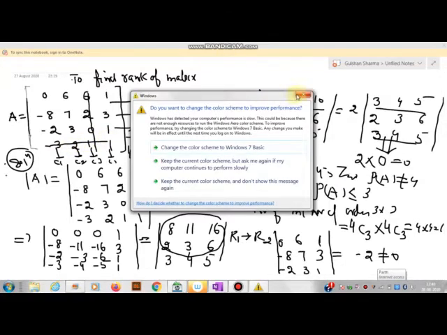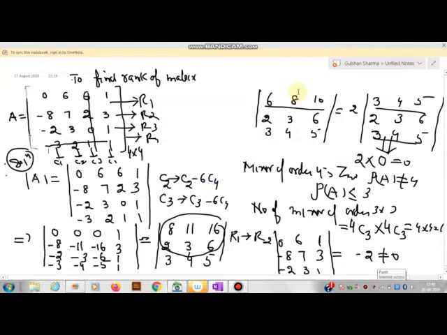I will fix row R4 and then I will eliminate first column, then second column, then third column, then fourth column. Then I can calculate for first column I will get one determinant, for second column I will get another determinant, for third column I will get another determinant and for fourth column I will get another determinant.